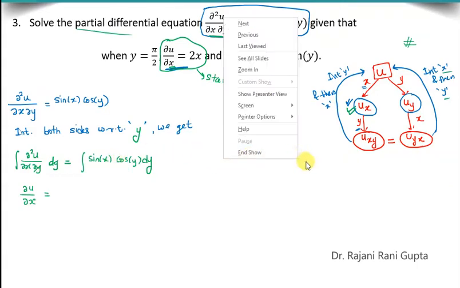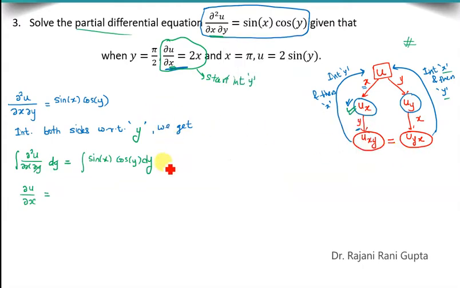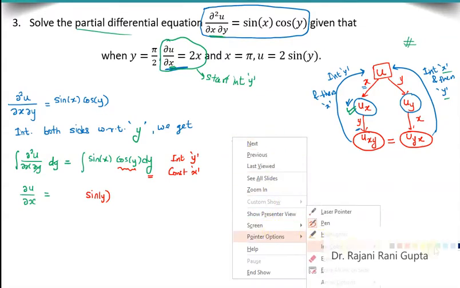Now when you are integrating with respect to y, what will we do with the other variable? We are integrating with y, so the other variable, which is x, will be kept constant. This is the concept of how we integrate with respect to one variable by considering the other as a constant. So we have to integrate only cosine of y. What is the integral of cosine of y? It is sine y.